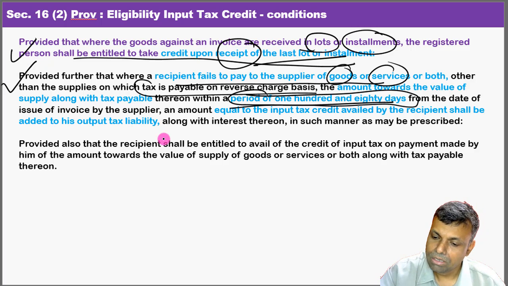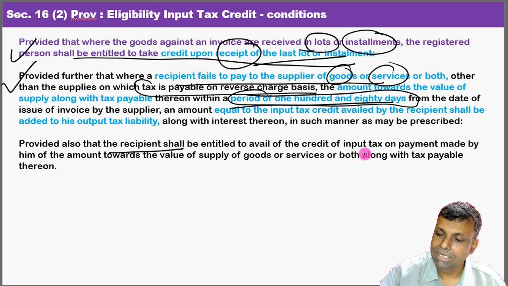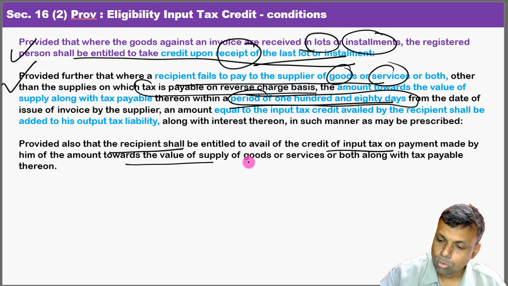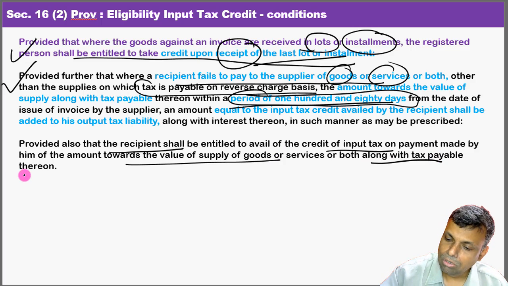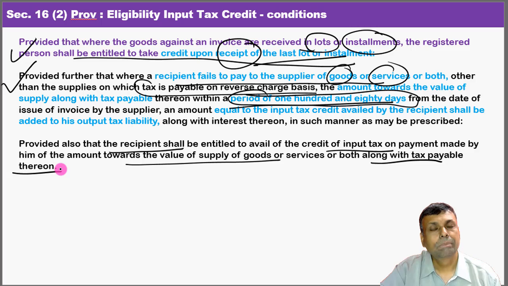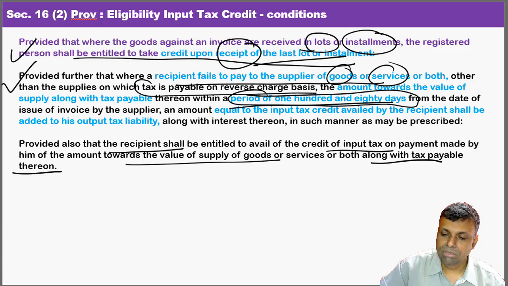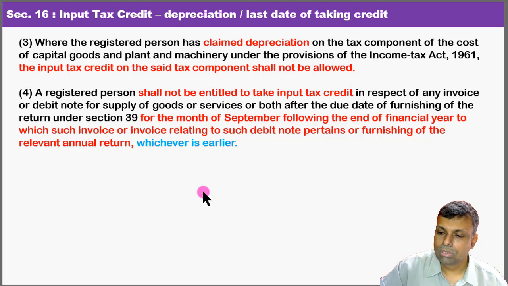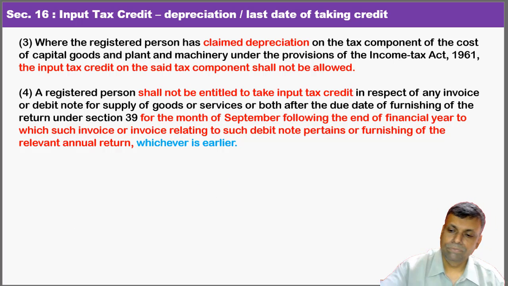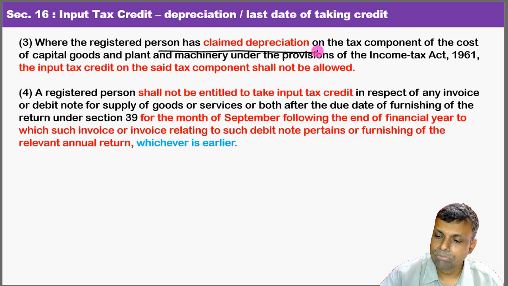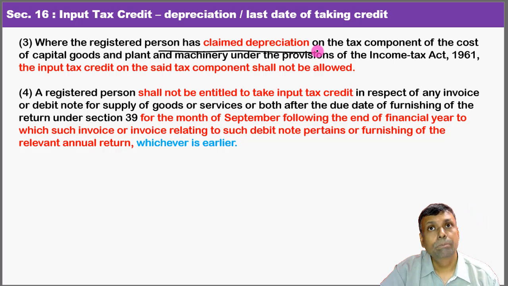Now further, provided also the recipient shall be entitled to avail the credit of input tax on the payment made by him towards the value of supply of goods or services along with the tax payable thereon. That means if I have paid my payment timely, I will be eligible for the purpose of input tax credit, that is timely. Okay.